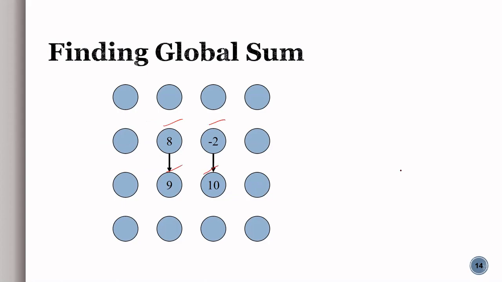Now we have 2 pairs communicating to each other, and in the next step, we have the sums stored in 2 different processes. Finally, the communication happens between these 2 processes and the sum will be saved here.